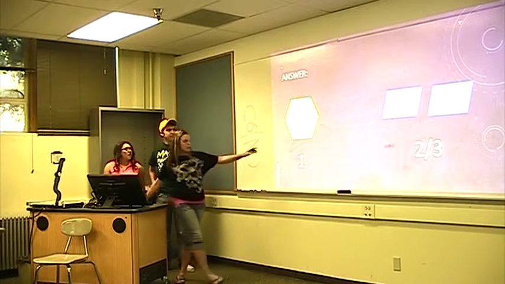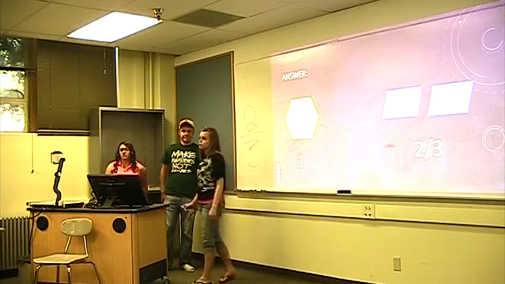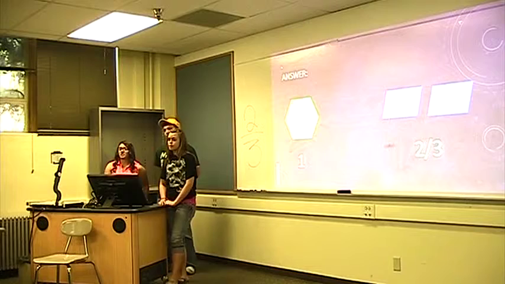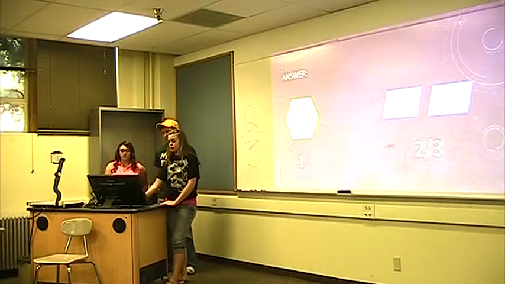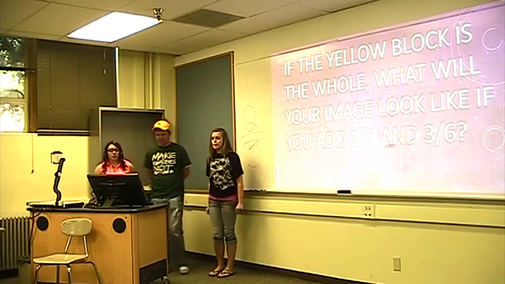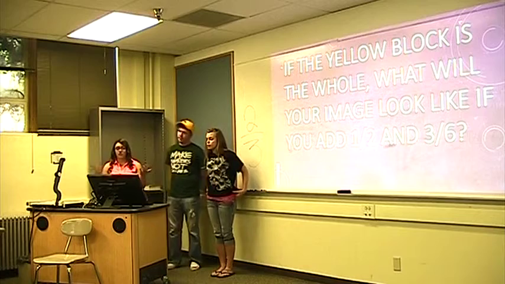So since we're using the yellow block as the whole, 2/3 would be 2 of the blue blocks. Did anybody else come up with a different answer? What did you find? 4 triangles. 4 triangles work too. Okay, so now if the yellow block is the whole, what will your image look like if you add 1/2 and 3/6?